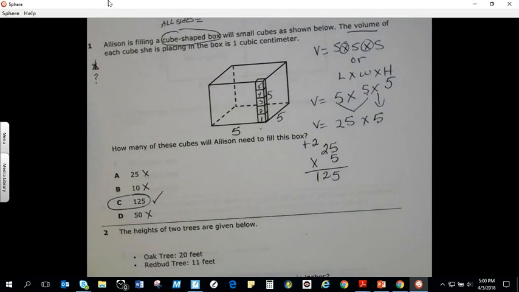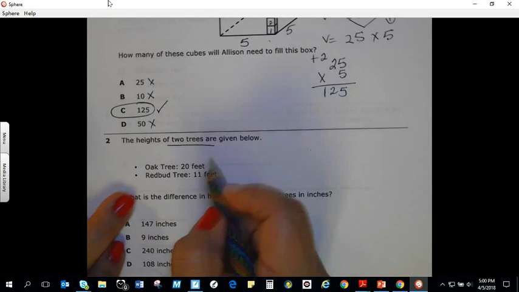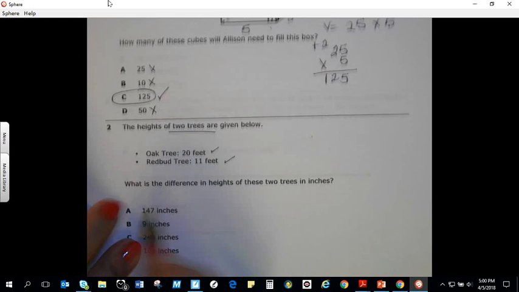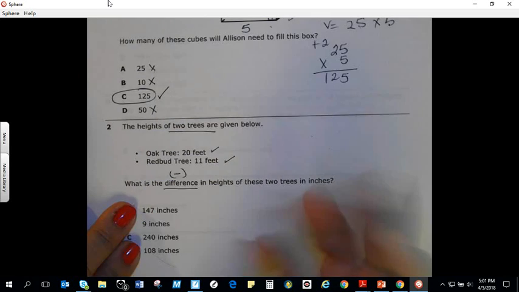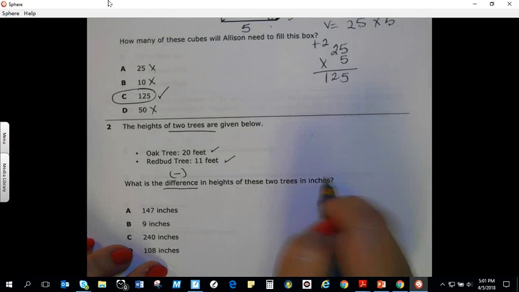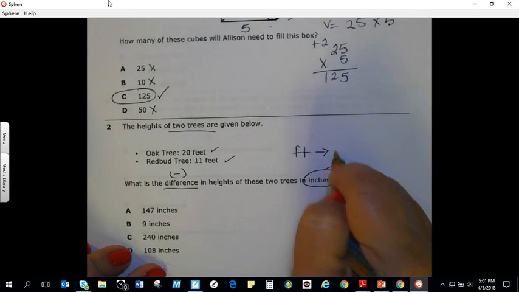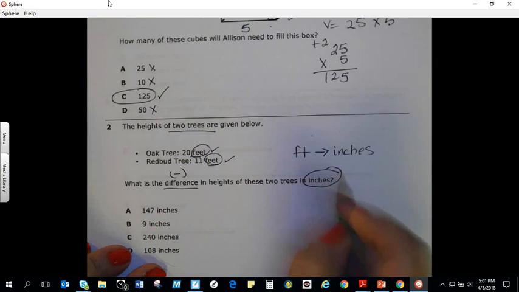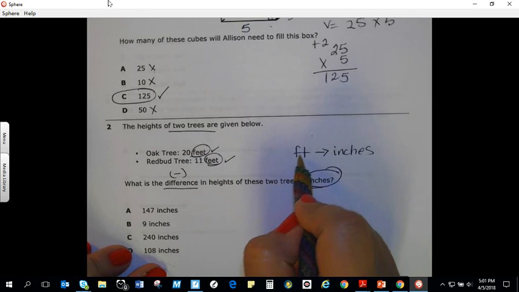All right, let's look at number 2. The heights of 2 trees are given below. Here's an oak tree at 20 feet and a redbird tree at 11 feet. The question is what is the difference? I know that I'm going to take something away in heights of these 2 trees in inches. So now I'm going to go from feet to inches. You notice what I did. Here's my feet, and it wants me to convert that to inches. So immediately I'm going feet to inches.